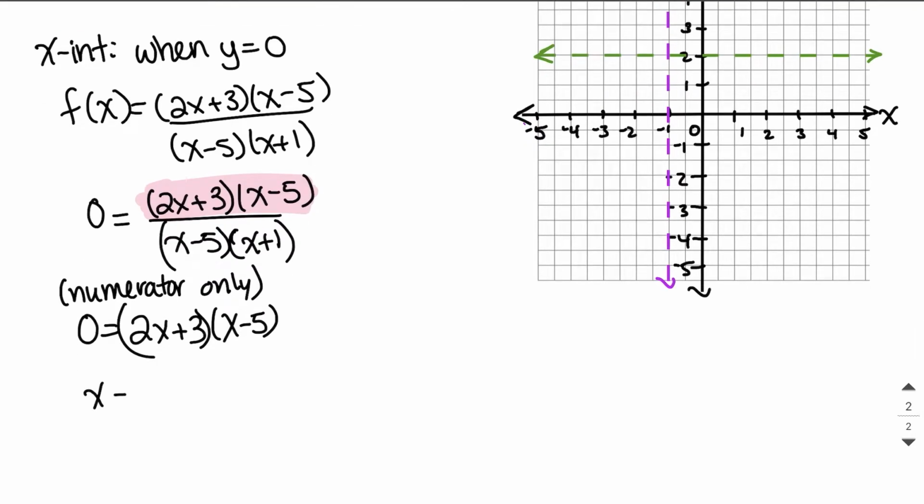So that means that x would have to equal -3 over 2 or +5. However, 5 was a restriction, so that's not going to work. So my x-intercept is just (-3/2, 0).